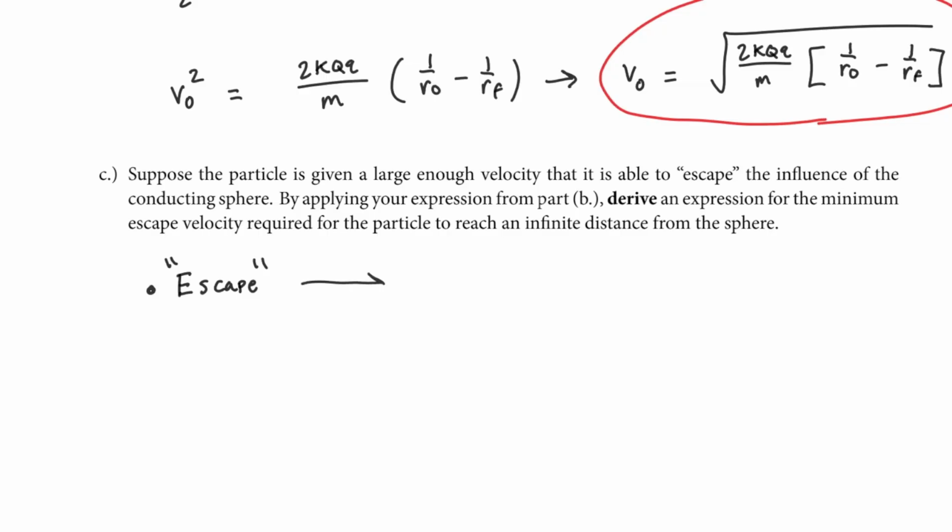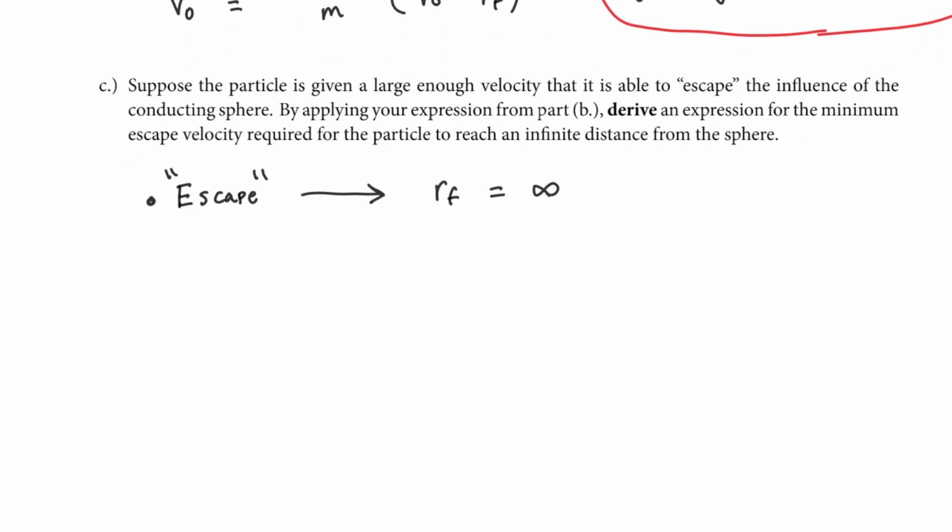So if you get really far away from the sphere, that means that rf is going to be infinity, because you have no stopping point. You've made it all the way. Now, if you exceed this v0, you're going to reach infinity with some speed, but at the minimum point, all of your kinetic energy exactly got you far away. So we're just going to plug in infinity, which is of course legal because this is physics and not math.